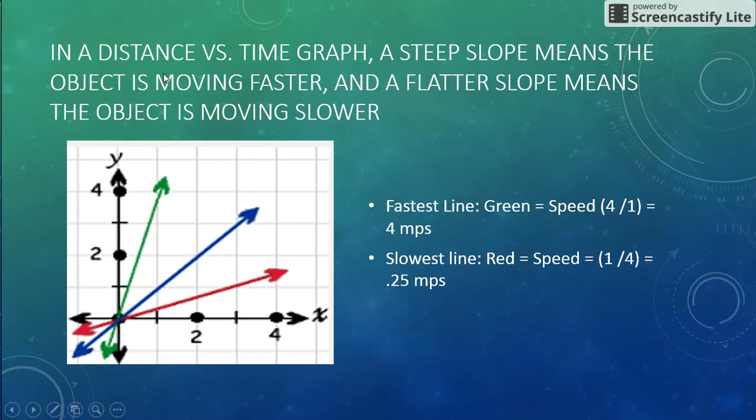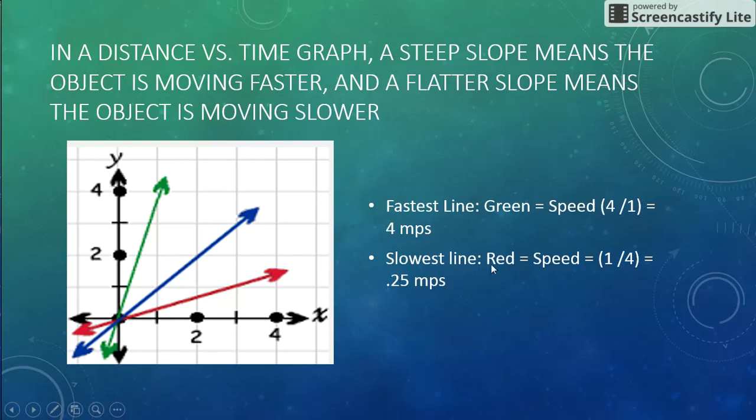Note 3, in a distance versus time graph, a steeper slope means that the object is moving faster, and a flatter slope means that the object is moving slower. So I know that my fastest line is the green line. Why? Because its distance was 4, divided by its time, which was 1. So 4 divided by 1 is 4 meters per second.